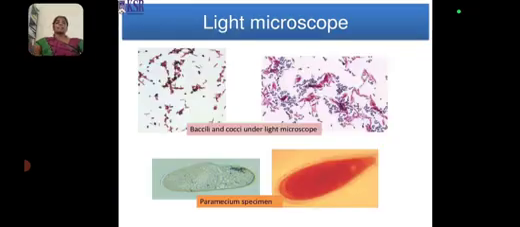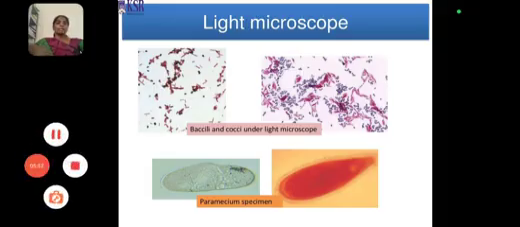And this is the image which we can see under the light microscope. The first one is the rod shaped bacteria which is called bacilli, and the second one is a round shaped bacterium which is called cocci. It has been viewed under the light microscope. The next image is the paramecium viewed under the light microscope.